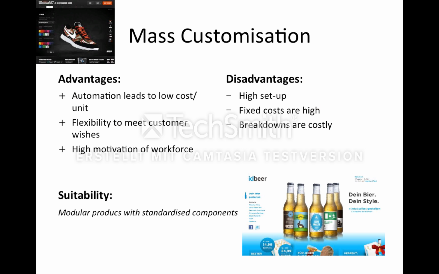The advantages of mass customization are the automation, which leads to a low cost per unit, the flexibility to meet the customer wishes, and the high motivation of workforce. Disadvantages are the high setup cost, the high fixed cost, and the costly breakdowns. Modular products with standardized components are suitable for mass customization.